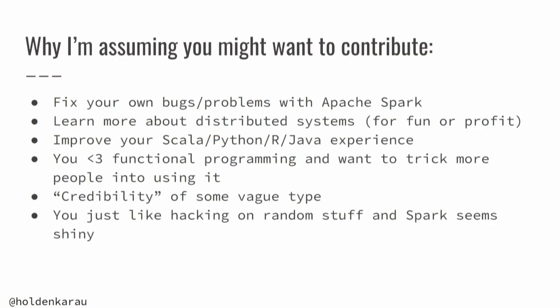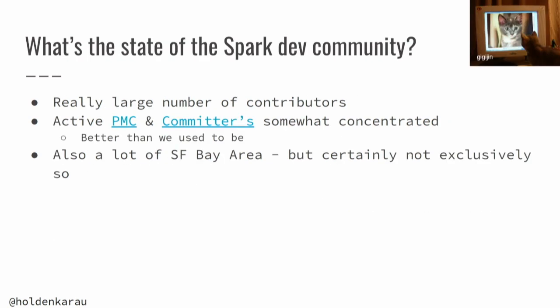So why do we want to contribute to Spark? Maybe we want to fix the problems that we're experiencing with Spark. Maybe we want to learn about distributed systems, right? We want to learn things. Maybe you want to trick more people into using functional programming. Or maybe you just like hacking on random projects. All of these things are fine. If you have a different reason you want to contribute to Spark, that's totally fine too. I think a lot of us start out with wanting to fix our own bugs. But some of us also just start out because we just love it.